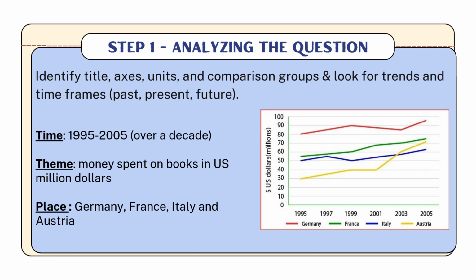Next, observe the axes. The horizontal axis, x-axis, represents the time period, 1995-2005, while the vertical axis, y-axis, displays the amount of money in million dollars. Pay attention to the units to ensure accuracy in interpretation. The graph compares spending trends in Germany, France, Italy, and Austria, highlighting changes over the decade.